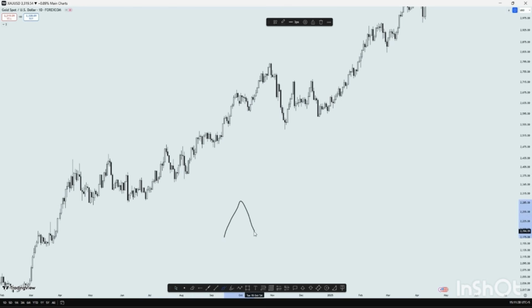Any structural break like this is not a valid structural break. What is a valid structural break? Any low which sweeps the liquidity and breaks the high is a strong low, and that is also a valid structural break.